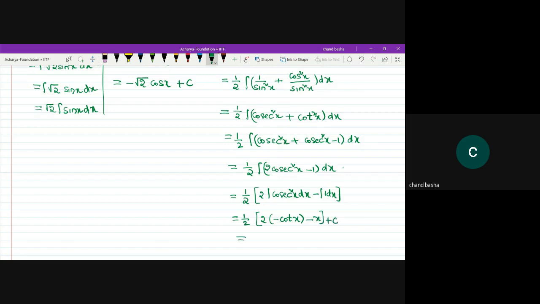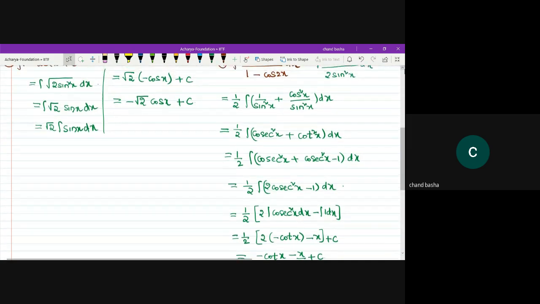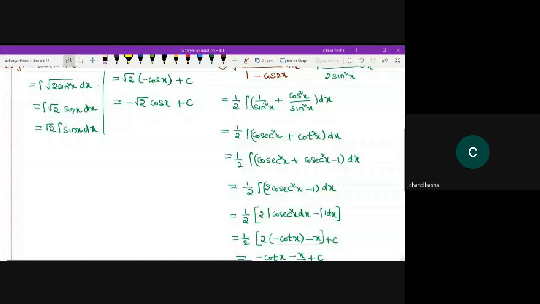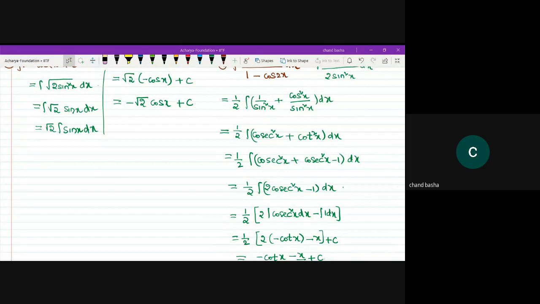So you can distribute this 1 by 2. That 2 will cut: minus cot x and minus x divided by 2 plus c. So see here, the question is easy, but only after splitting and reducing it into simplest form. Otherwise, the question is not so easy, guys. But once you are perfect in all the trigonometric identities, you will be able to understand. If you are not perfect in trigonometric identities, that is the second chapter we discussed, then there is a problem for you guys. Be careful while we are discussing integrating concepts, even differentiation.